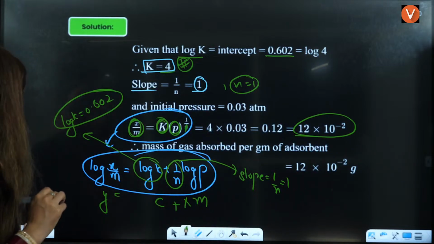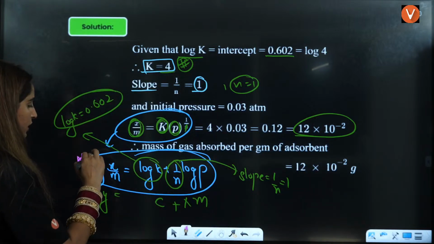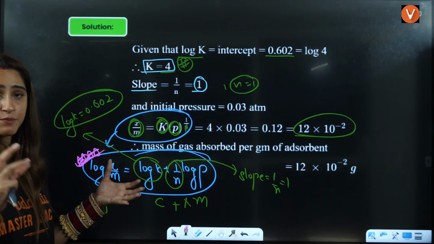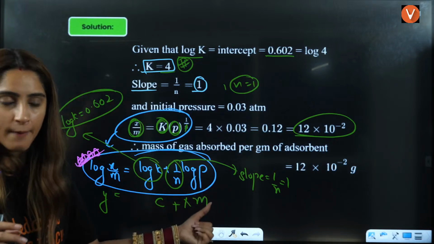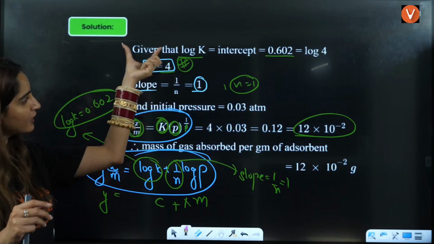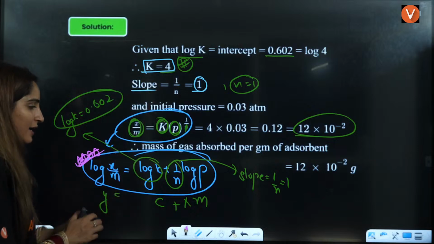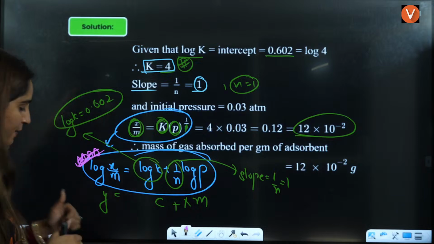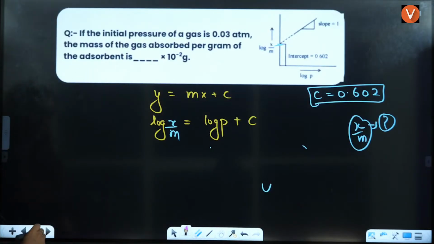So basically, this is the formula that you need to know here. This is the formula that is important. Log x by m, that is the adsorbent: log x by m is equal to log k plus 1 by n log of p. You compare this with the straight line graph, you will get everything, the intercept, the slope. After that, just directly from the initial formula put the values, you will get the value of x by m. That is coming out to be 12 here.